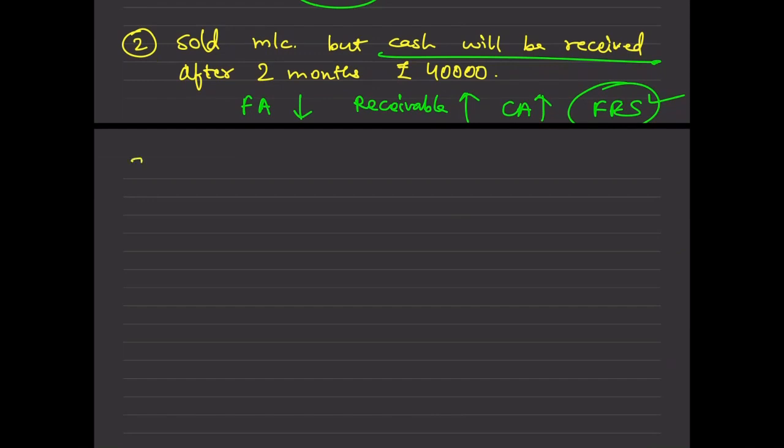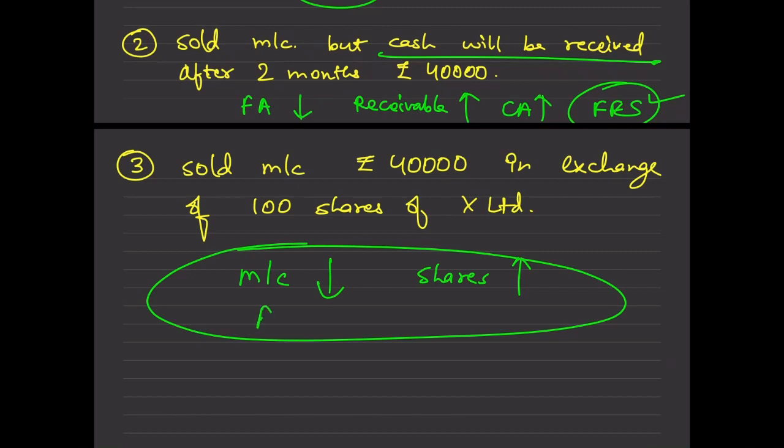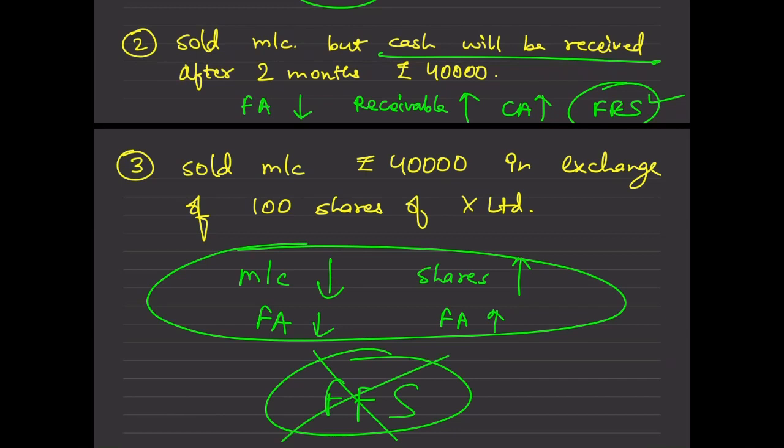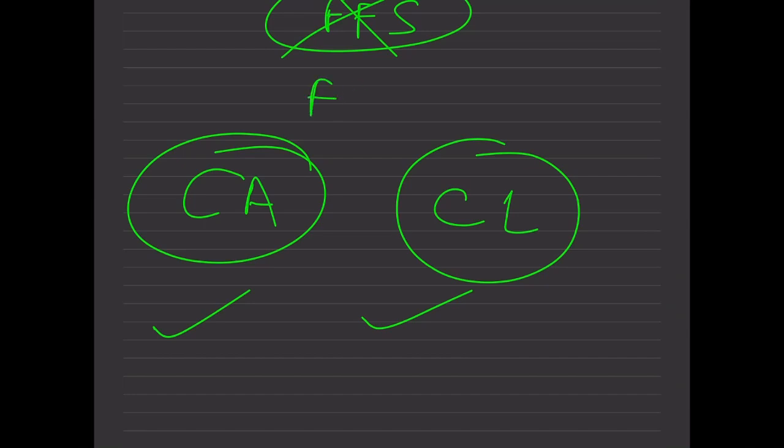Okay, sir. Let's do one more example. Sold machine for rupees 40,000 in exchange of 100 shares of X Limited. So now my machine value has gone down, but my shares, my investment, has increased. There is no current asset in this because the machine was also my fixed asset. One fixed asset has fallen and one fixed asset has increased. There is no change. Therefore, it will not form part of the fund flow statement. So by this descriptive example, now you know whatever is impacting either your current assets or your current liabilities will form part of your fund flow statement. Otherwise, it will not.